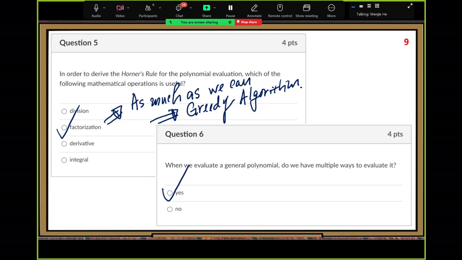Because it's not easy to see a different way to evaluate a polynomial other than the brute force for those students who are not familiar with our notes. So that's the reason I designed this simple question for those students who are familiar with our notes. All right.